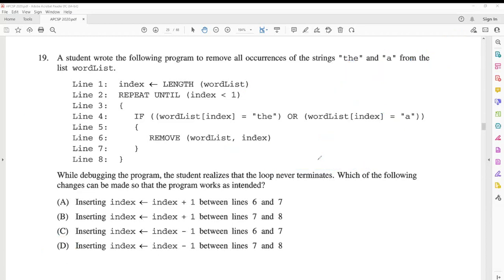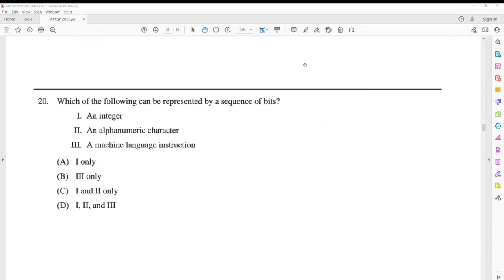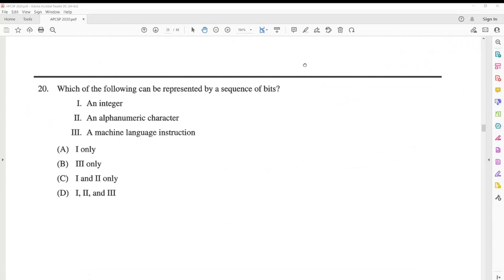So number 19 is D. Okay, 20. Which one could be represented by a sequence of bits? Sequence of bits, integer, numerical character, machine language instruction, all of them, D. Okay, this one, everything can be displayed by binary numbers. So the answer is D. Okay, 20 is D.